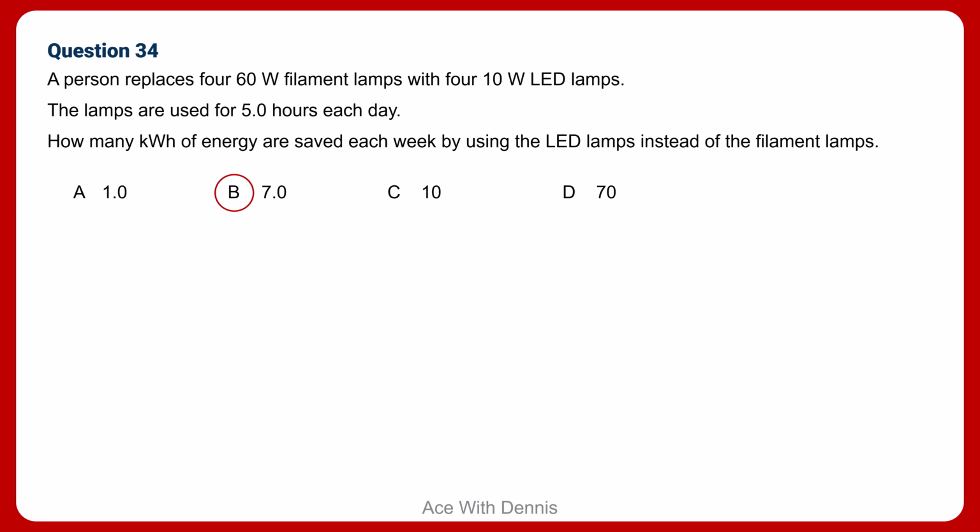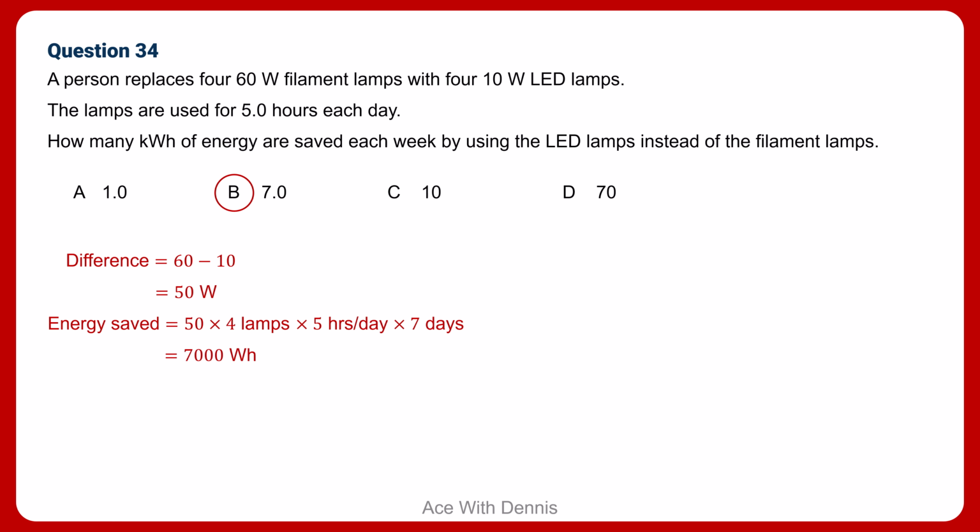So to calculate this value, first we find the power difference between one filament lamp and the LED lamp. The difference will be 60 minus 10, which gives us 50 watts. Then we can calculate the energy saved, which is 50 times 4 lamps, then multiply by 5 hours per day, and multiply by 1 week, which is 7 days. And we'll get 7000 watt-hours or 7 kilowatt-hours. Hence, the answer is B.